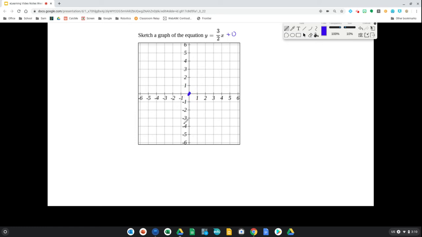Now we want to draw a graph of 3/2, or a slope of 3/2. So what would you do for a slope of 3/2? Hopefully you answered that you would go up 3 and right 2. And so that's going to be that point. Again, those would get connected with a straight line. And that straight line represents every single point that makes that equation true.